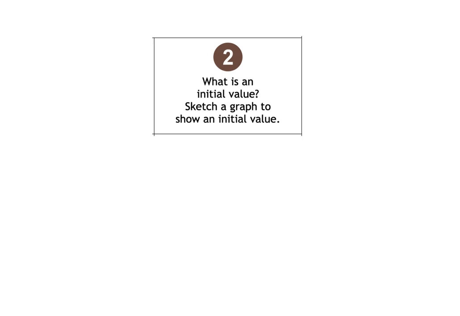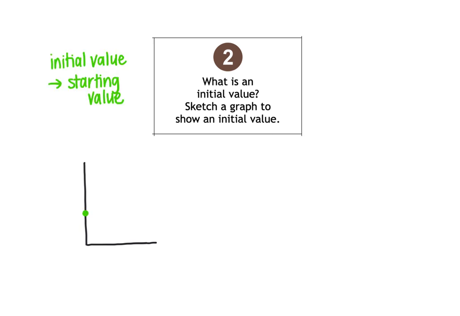of a graph to show an initial value. The initial value is the starting value of the graph. We can think of that word initial like the initials of our names or the first letters of our name. So the initial value is going to be the first value on the graph. We can find it when the independent value is 0, and that's going to place the point along the dependent or the y-axis or vertical axis of the graph.